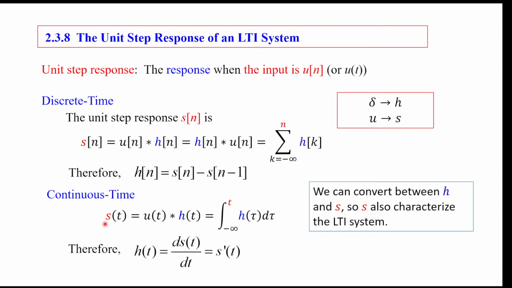And similarly for continuous time, you have s of t equal to u of t convolved with h of t, and that's h of t convolved with u of t, that's the integration of h of tau up until t. And then if you want to invert this integration, you can do differentiation. Okay, so basically you can either describe your system by h or describe your system by s. But in the course, we'll mainly focus on describing h. Okay, and so that's one thing. Nice to remember the name unit step response.